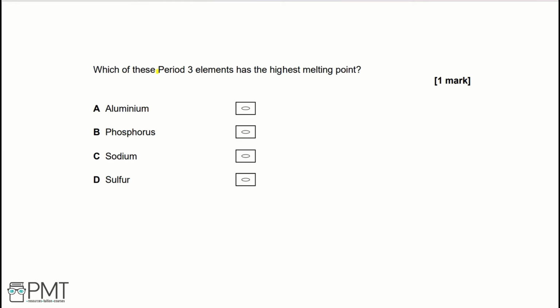So let's start by drawing all the period 3 elements and then talk about the general trend in melting point. So our period 3 elements are sodium, magnesium, aluminium, silicon, phosphorus, sulfur, chlorine and argon. So we don't need to worry about magnesium, silicon, chlorine or argon in this question.